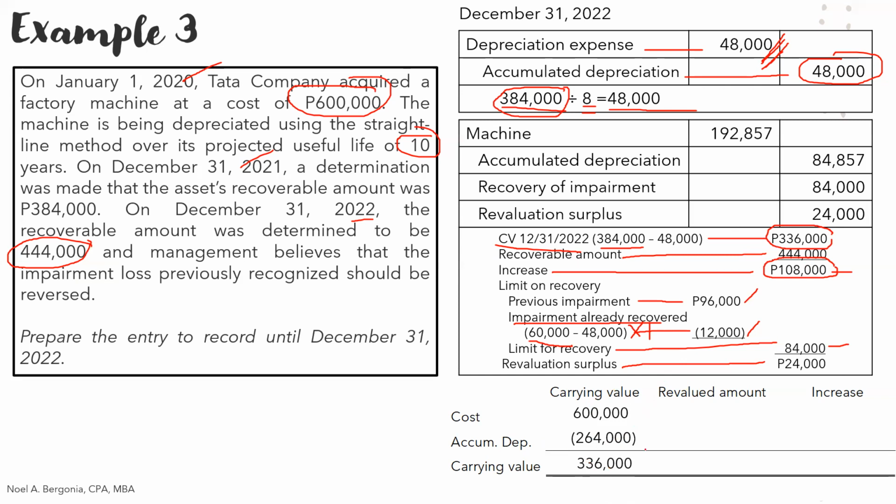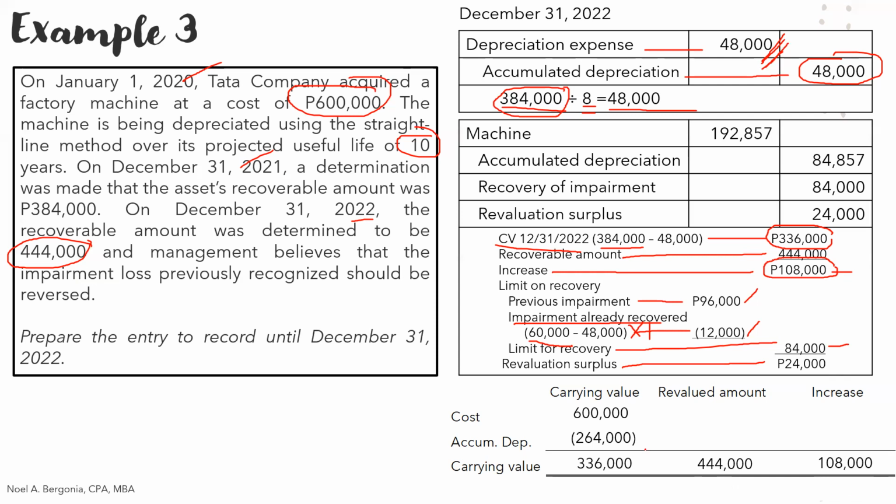Okay? Then the recoverable amount has gone up to 444,000. So the increase was actually 108,000. So yung increase na yon ipoproportionate natin. Sir, hindi ba yung revaluation surplus lang? Hindi. Yung increase na po na 108,000. Kasi pati yung recovery natin, okay, would cover the amount doon sa ating revalued amount.